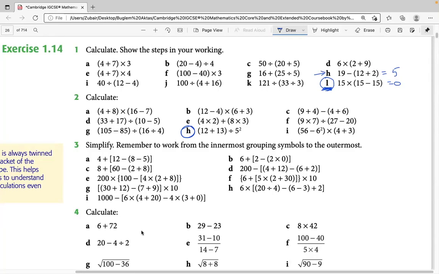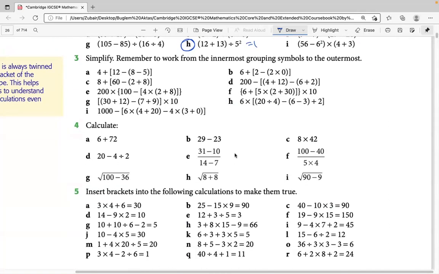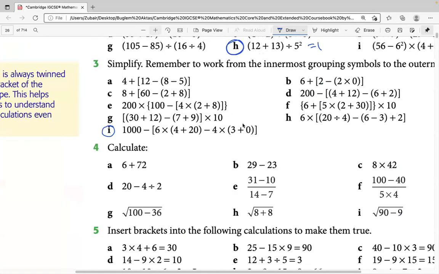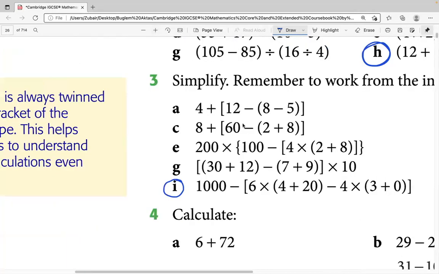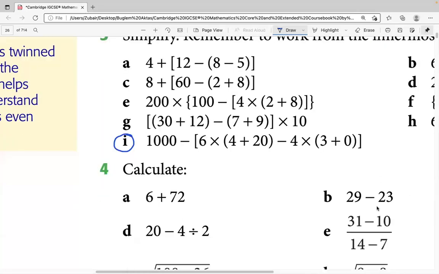Oh, 1. Very good. Okay, let's try this. Read it carefully. I part. Make sure we don't make any copying mistake. Can you see the brackets clearly? Yes.